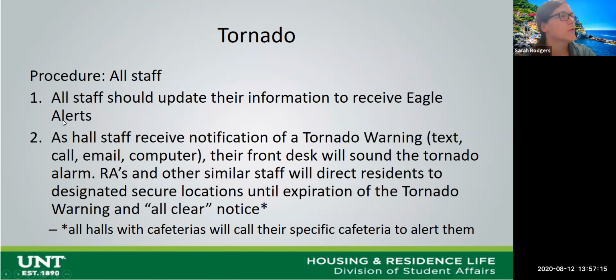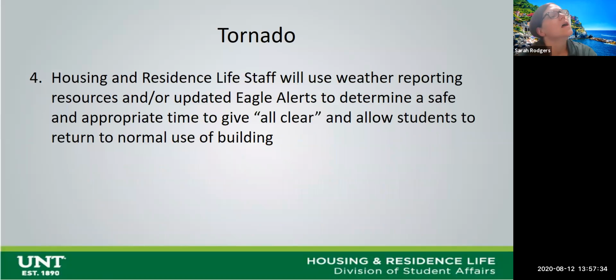With a tornado, the piece that I was just thinking of is where the shelter in place locations are. Those are on the internet, like I said, under the emergency response tab. So you probably have it in your binder. If you don't have it in your binder, you can always find it. It's located online through risk management. Housing residents life staff will use weather reporting resources and/or an updated Eagle alert to determine a safe and appropriate time to give the all clear.